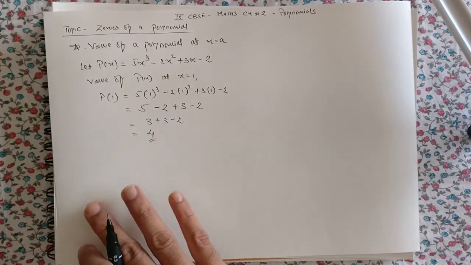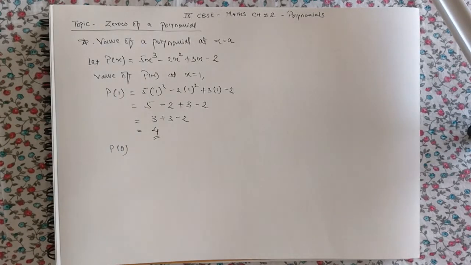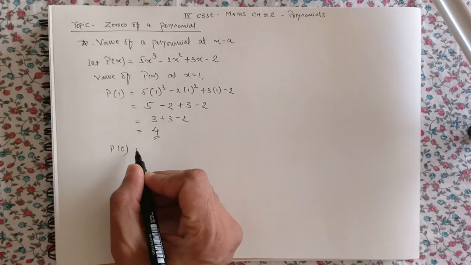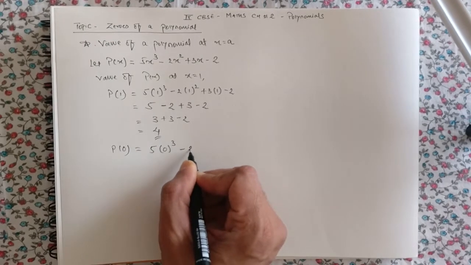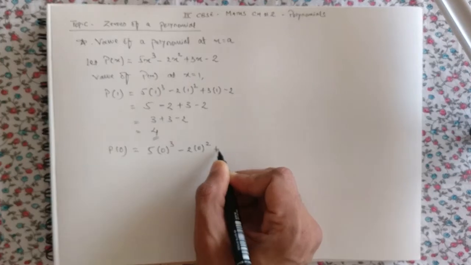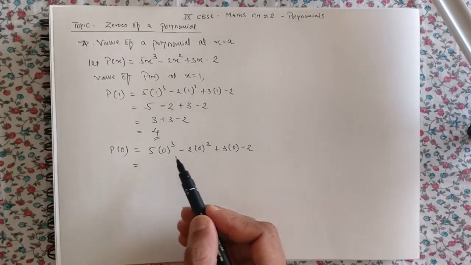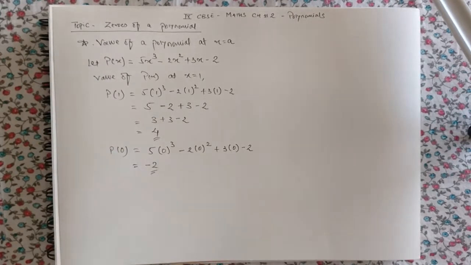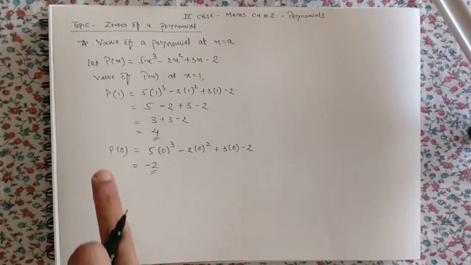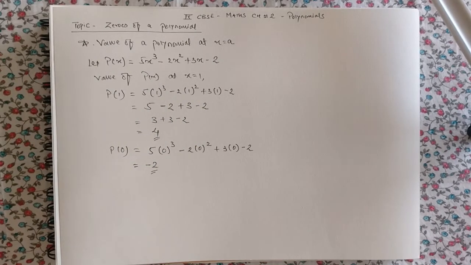P of 0. Let's find what is p of 0. The value of polynomial p of x at x is equal to 0. I will put the value of x as 0 everywhere in the polynomial. Wherever there is x, I am going to put 0. And when I solve this, this becomes 0, this becomes 0, this becomes 0, and what is remaining with us? Minus 2. So the value of p of x at x is equal to 0 is minus 2. The value of p of x at x is equal to 1 is 4. So this is how you find the value of a polynomial.